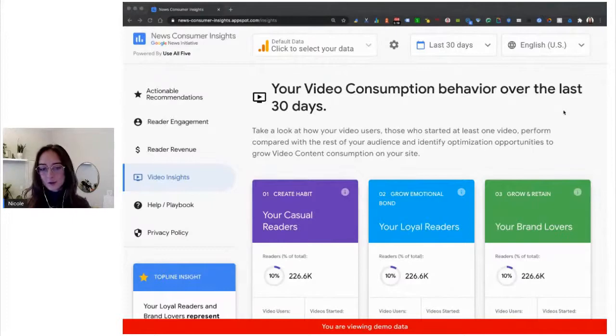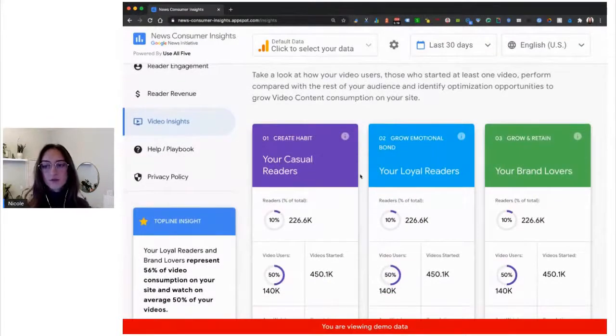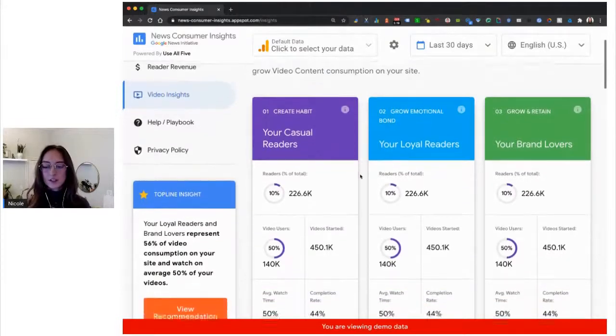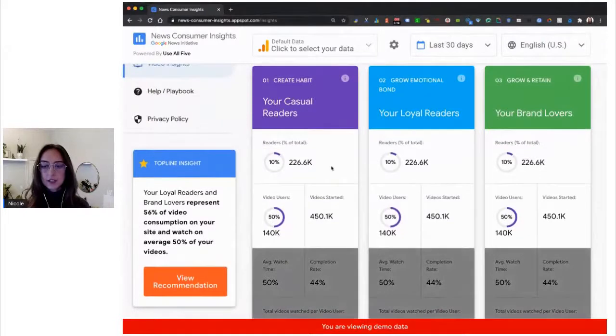So let's take a closer look here at the top of the page. And what you'll see is that we will look at your casual readers versus your loyal readers and your brand lovers, as in the other segments of this tool, to better understand what those segments are showing us. And so looking down here, we'll start with the readers' percentage of total again, so your percentage of readers that are from your casual, loyal, and brand lovers.